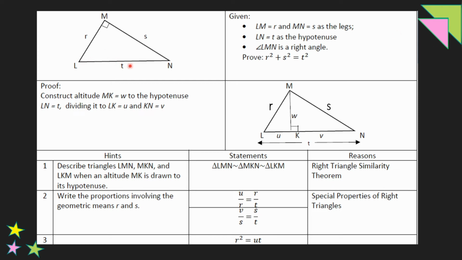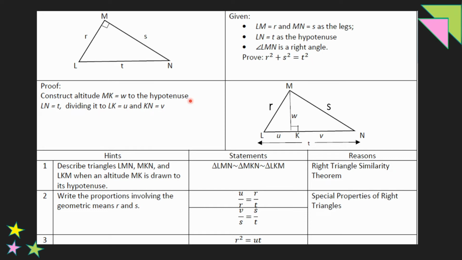So we have here triangle LMN. The right angle is angle M. Given LM equals R, gagamit tayo ng variable na small letter r, s, and t. So side LM is equal to r and MN is equal to s as the legs. LN equals t as the hypotenuse. Angle LMN is a right angle. So we need to prove that r squared plus s squared equals t squared.